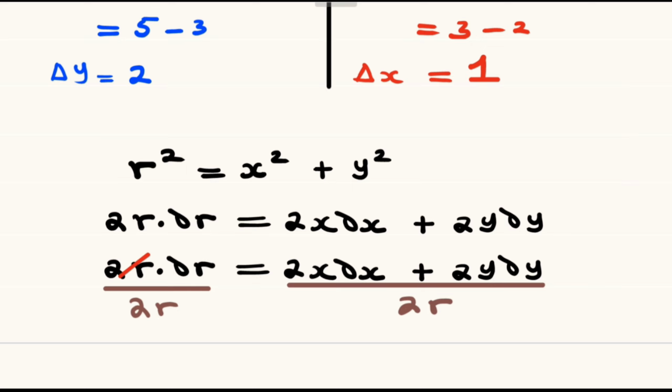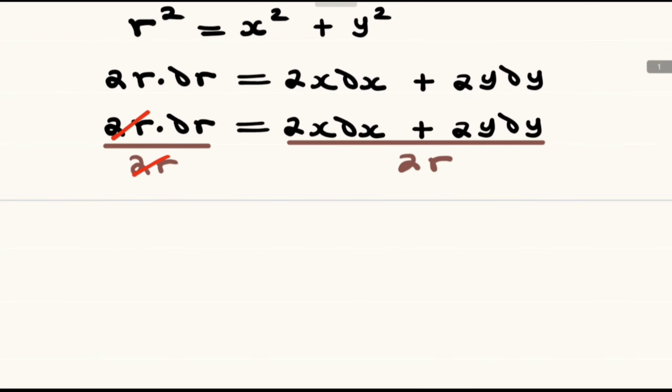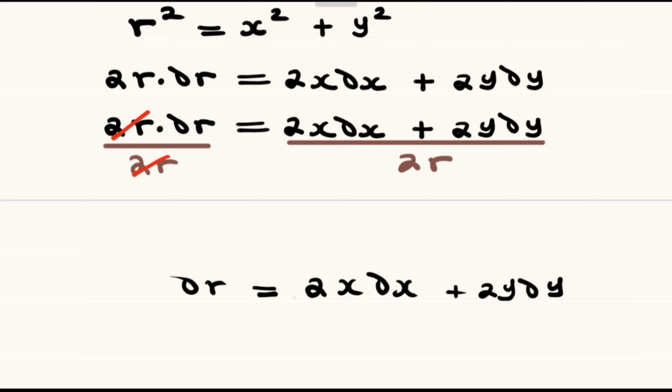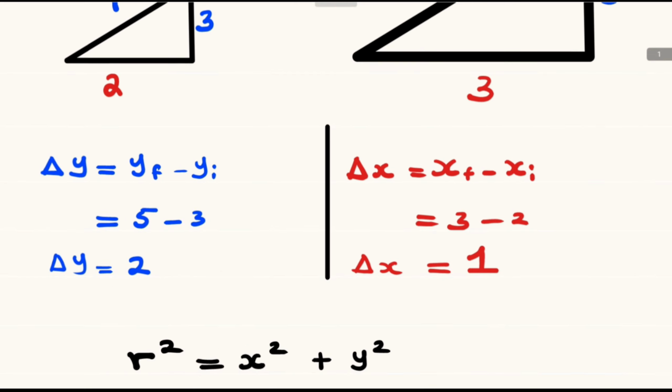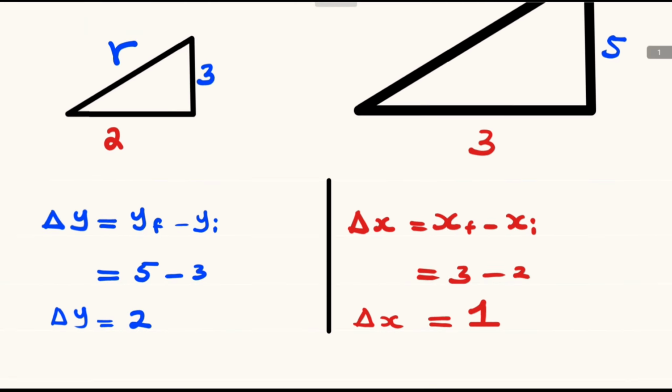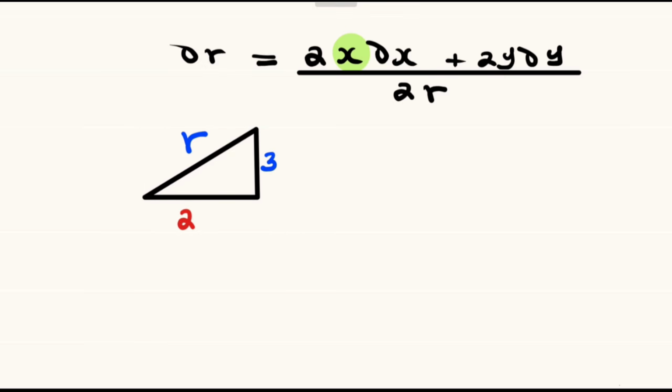So that 2r and that 2r will divide to 1, and the change in r, or the partial derivative of r, will be equal to 2x multiplied by the partial change in x plus 2y multiplied by the partial change in y, divided by the 2r. Let's copy and paste this triangle. In the place of that x, we'll substitute the 2. In the place of that y, we substitute the 3. We have to determine the r so that we can substitute the r in the place of that r.